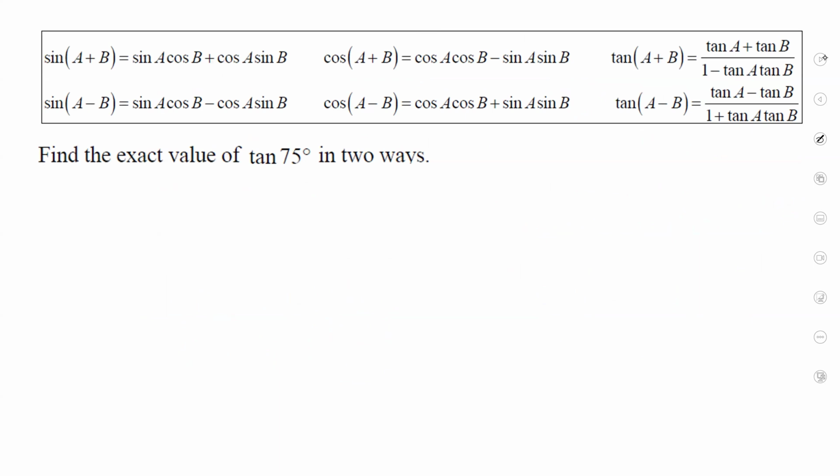So you guys now are trying to find tangent of 75 degrees. And you're going to find it two ways. You can either use this formula that they gave you, or you could do it another way. I want you guys to try both. Figure out the other way to do it. Ready, go. Using the formula.